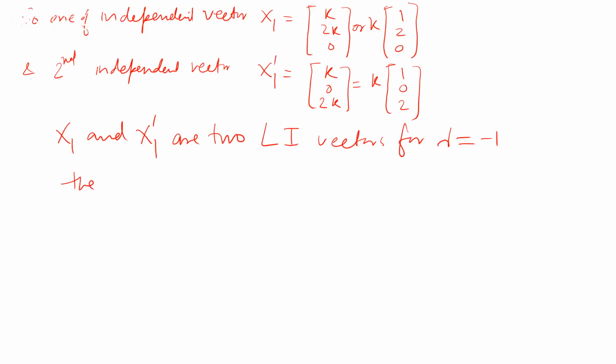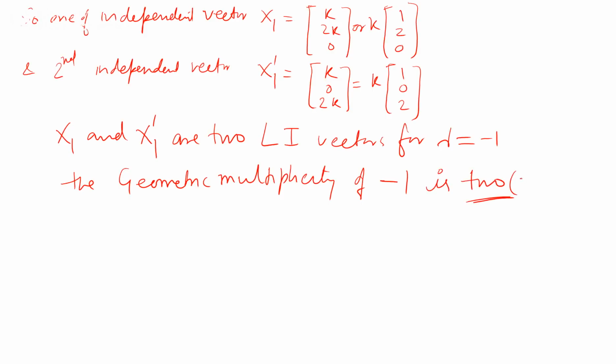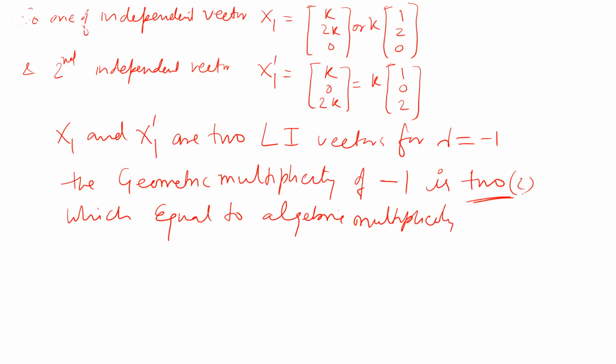So the geometric multiplicity of lambda equal to minus 1 is 2, which is equal to the algebraic multiplicity of lambda equal to minus 1, that is also 2, as we discussed in the starting of that example. So we can say the given matrix is diagonalizable.